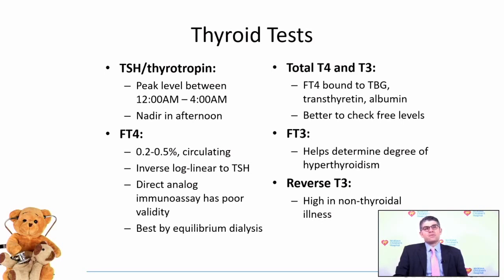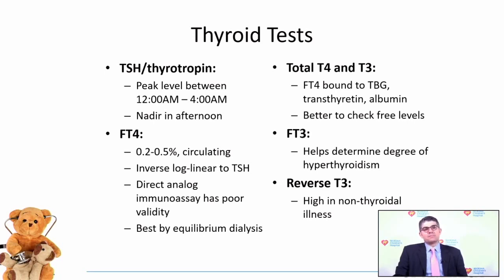The problem is that if you have anything that affects the levels of TBG or albumin, then the levels of total T4 and T3 are going to be affected. The best example are birth control pills. Women on birth control pills have high levels of T4 and T3.